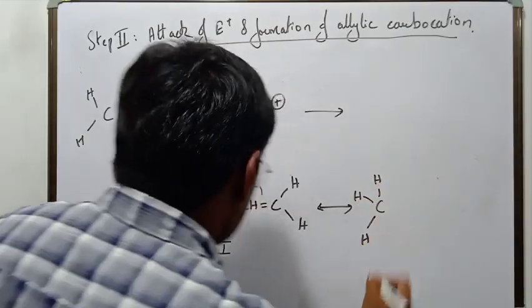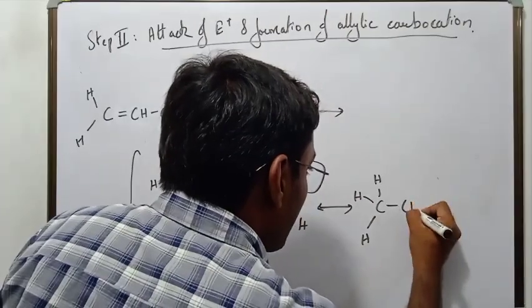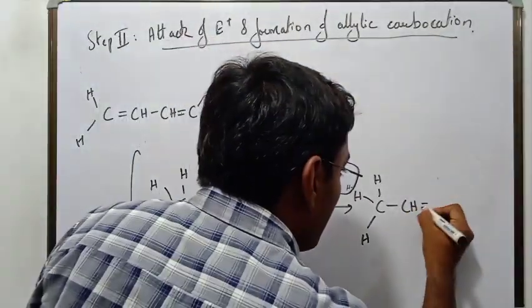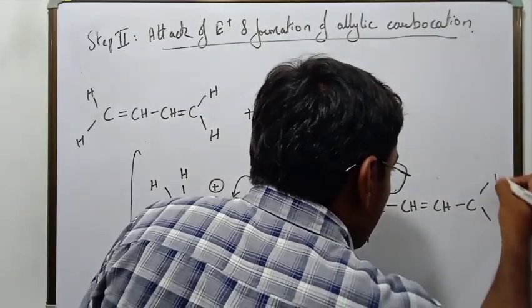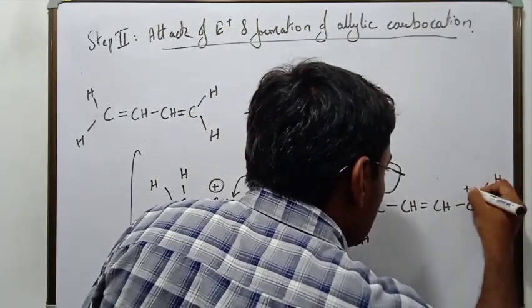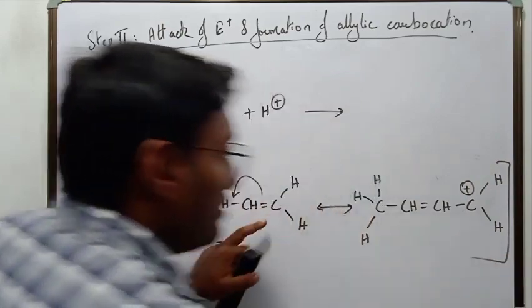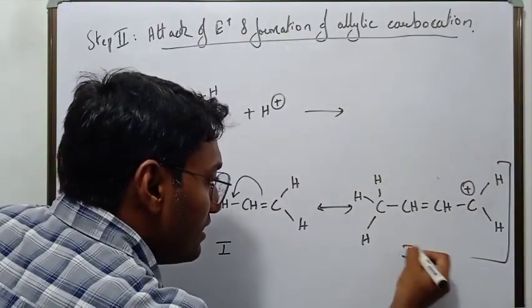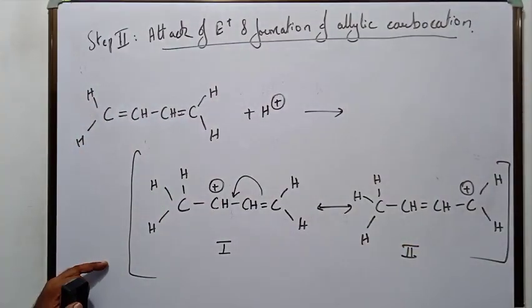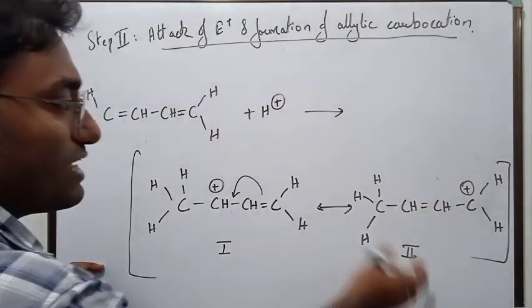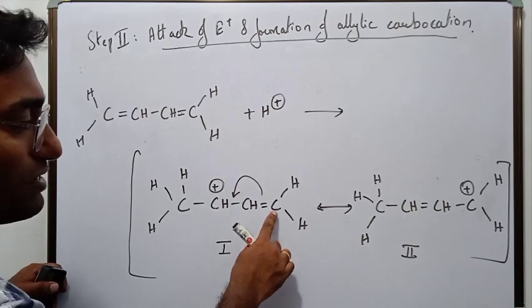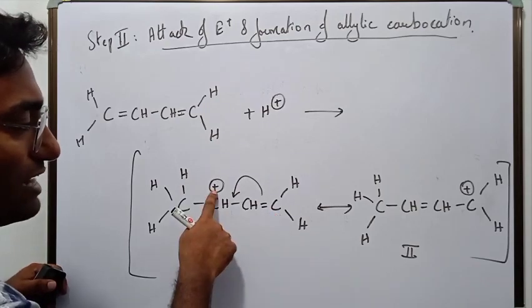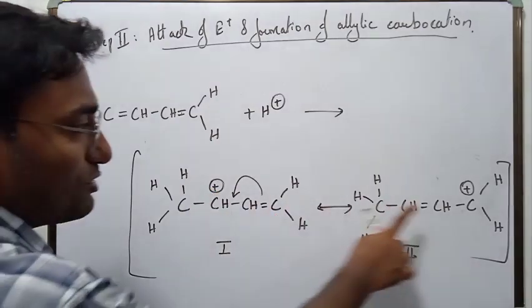This is CH3, CH, double bond CH, H, H, and positive sign comes here. So you get this structure for the second structure for the carbocation like this. When this electron jumps here, the positive sign would come here, and its positive sign will be negated. So now the positive sign comes here.